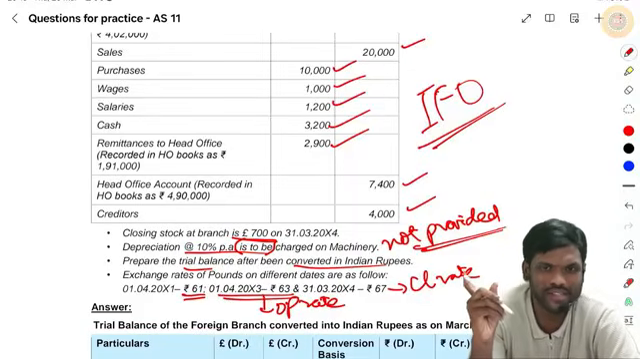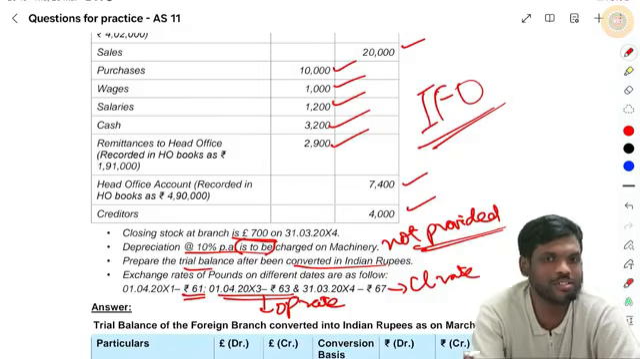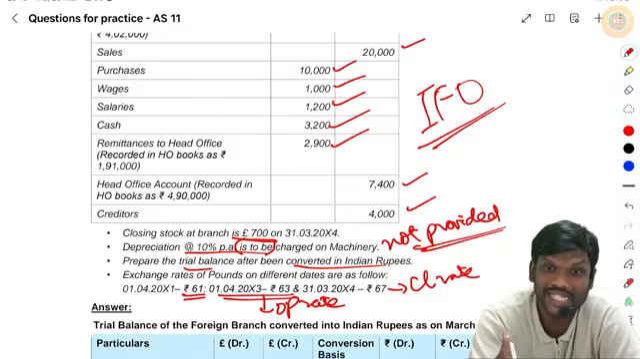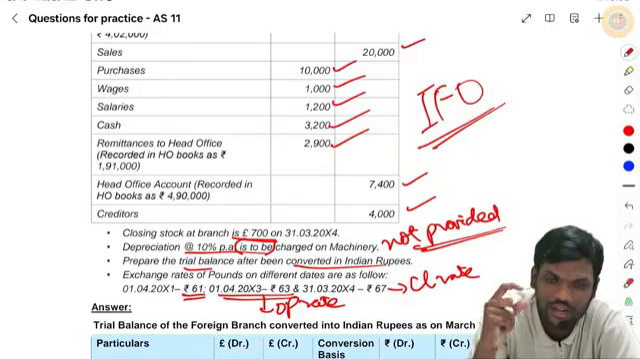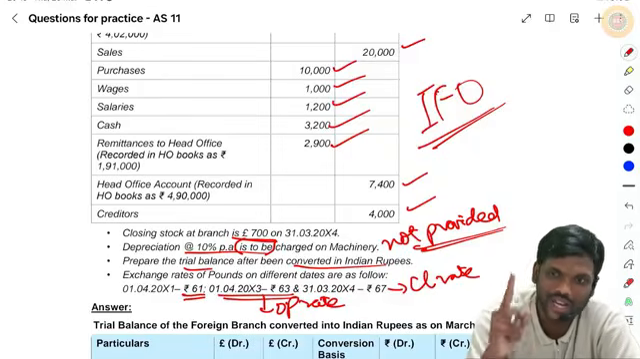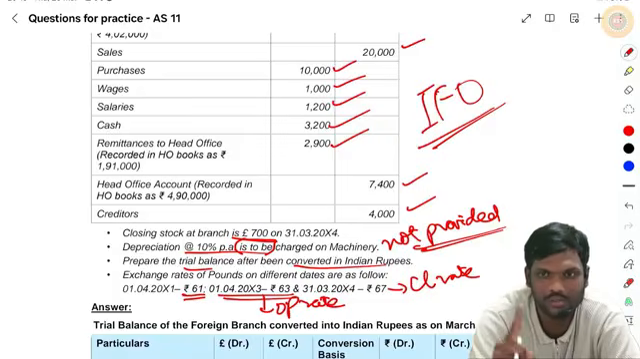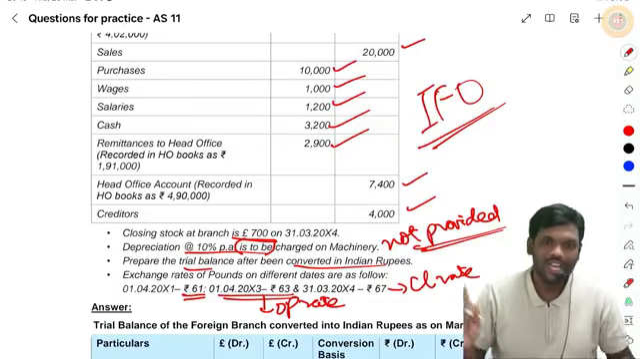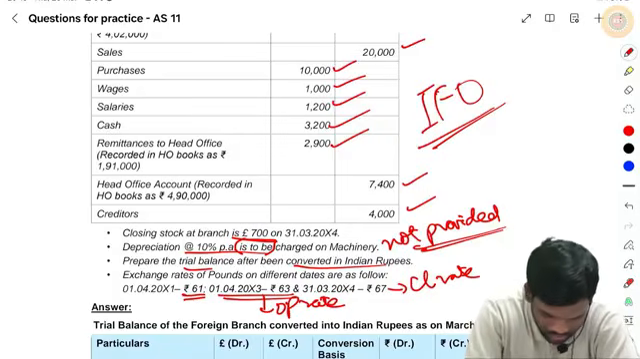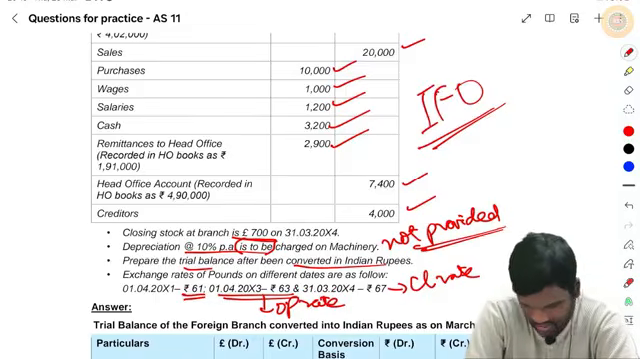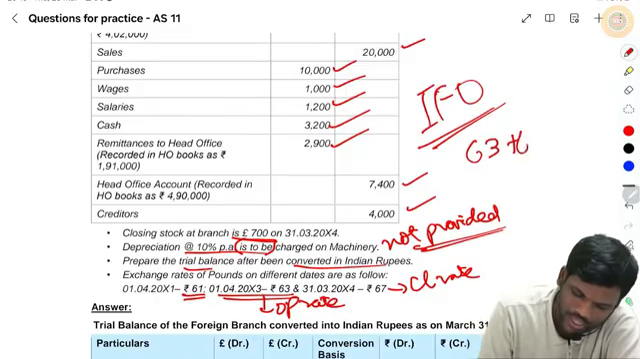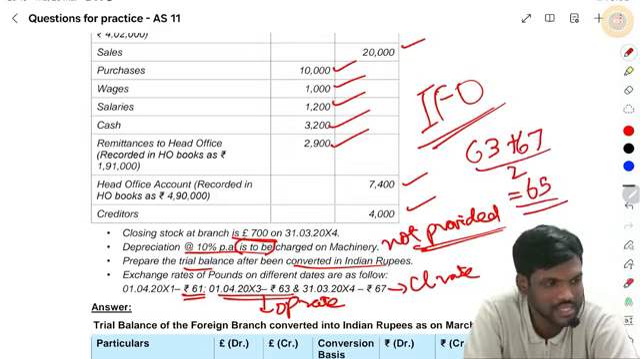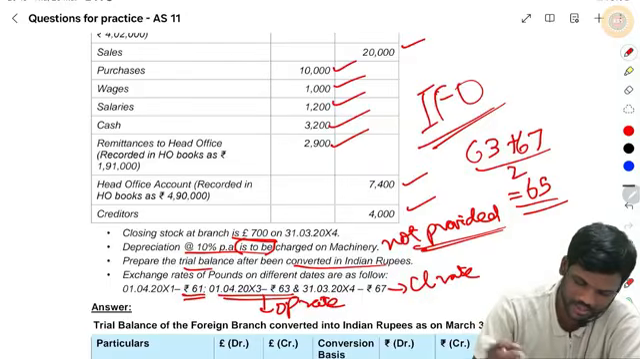Sir, then tomorrow in exam if they don't give, what can we assume? You can also assume it is integral, but please give a note. Whatever assumption you're taking, write it clearly in the form of a note so that it's very clear to the examiner what your assumption is, IFO or NIFO. Now sir, one more thing, average rate is not given. Very simple, opening rate plus closing rate by 2, 63 plus 67 by 2, which is 65, is the average rate.